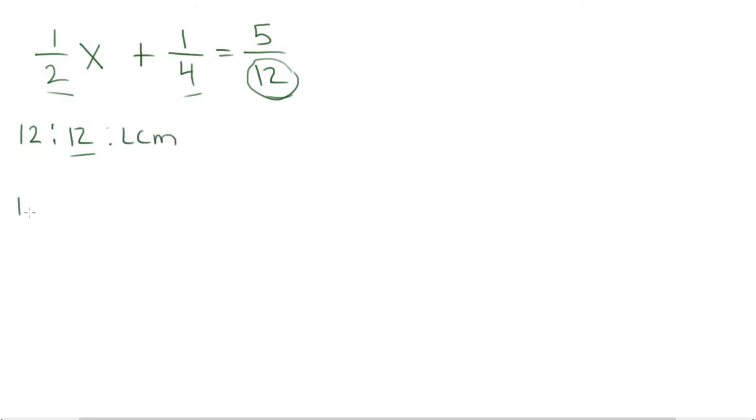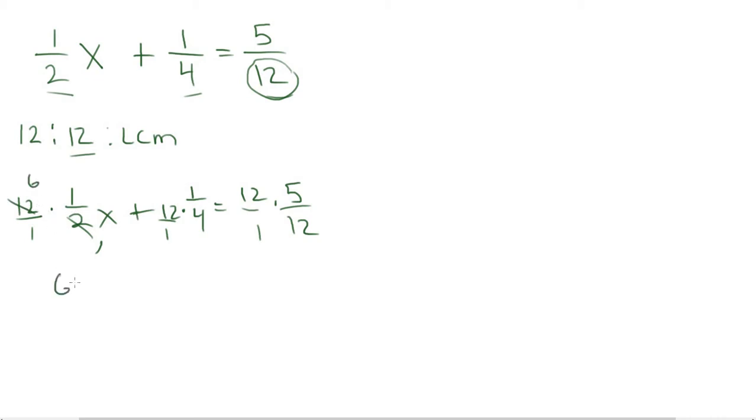So what I'm going to do is multiply everything times 12. I'm going to go 12 times 1/2 x, plus 12 times 1/4, equals 12 times 5 over 12. Okay. So we put all of those over 1, and we cancel. We cancel so that we can get whole numbers now. So 2 goes into 2 one time, 2 goes into 12 6 times. 6 times 1, 6x. Over 1 is just 6x.